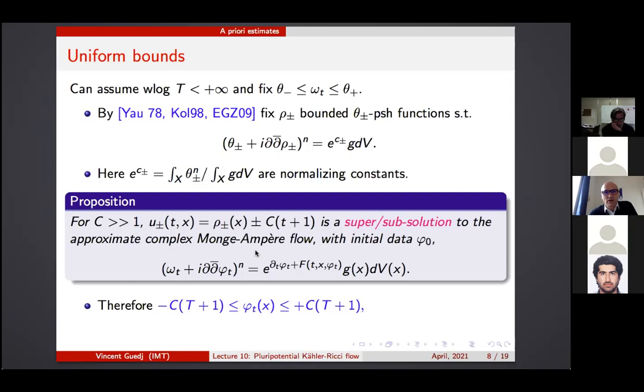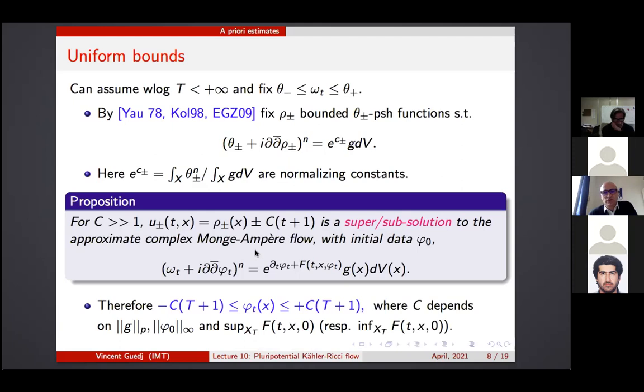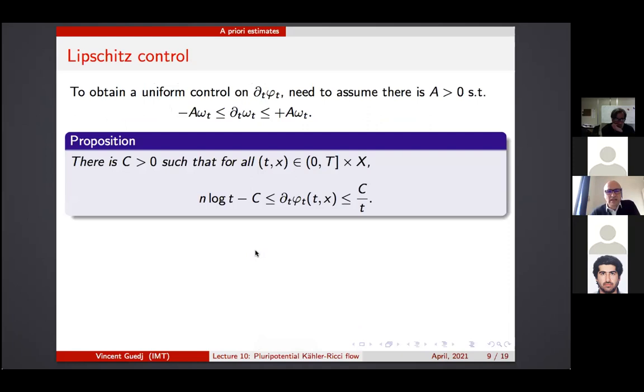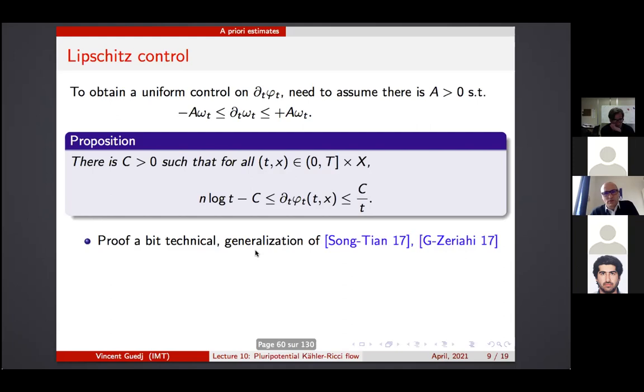Okay, the Lipschitz, so here the dependence on the constant, but let me skip that for right now. The Lipschitz control is a bit more involved. It's not that difficult, but it's a bit more technical. So here it goes. It says that there is a uniform constant C, so that the following holds. So d_t phi blows up from above at most like 1 over t, and almost does not blow up from below. And again, I'm not going to prove that one. I'm going to prove the next one. It's not very difficult, but it's a bit technical, so it's not so easy to get within a few minutes here.